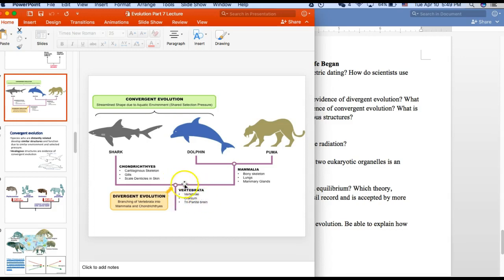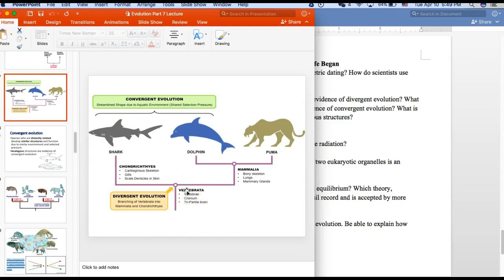So whatever characteristics this common ancestor has, the vertebrae, for example, the tripartite brain, all of these descendants are going to have that. So all three of these species have a vertebrae because the common ancestor had a vertebrae.